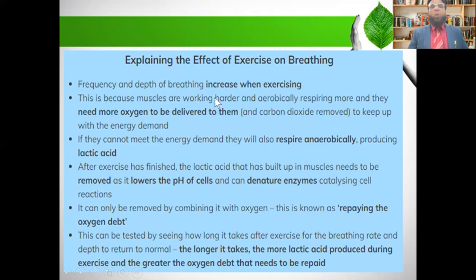This is because the muscles are working hard and respiring aerobically more, and they need more oxygen delivered to them, and carbon dioxide gas removed, to keep up with the energy demand. If they cannot meet the energy demand, they will also respire anaerobically. Yes, see, what is the difference between aerobic respiration and anaerobic respiration? Aerobic respiration is that respiration in which oxygen is required, and more ATP or more energy is formed.